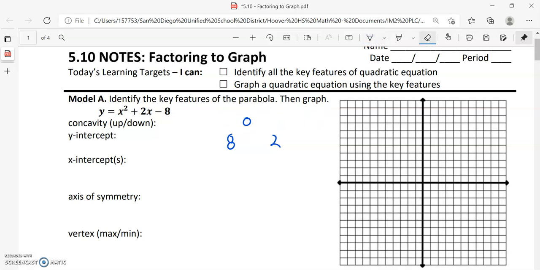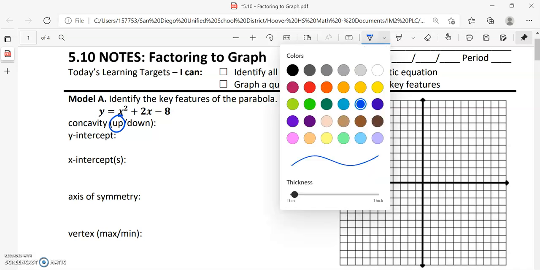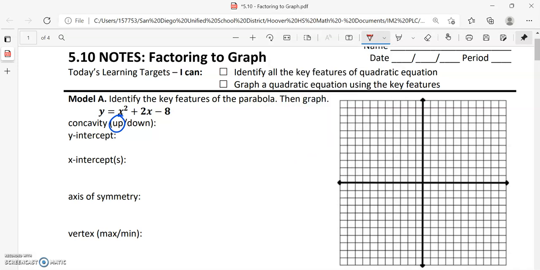What we need to do today is we need to first factor our standard form equation, and then we can move into solving the rest of our problem. Right away, something that we can look at, we know that our concavity of our equation is going to be up because we have a positive x squared. So that is up.